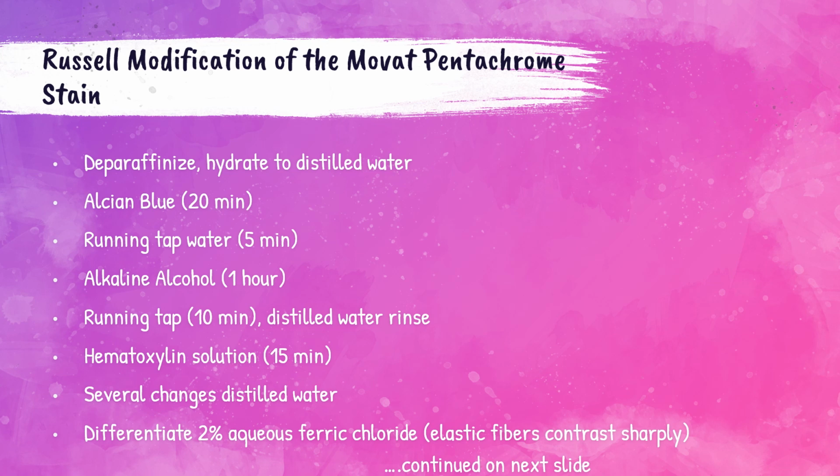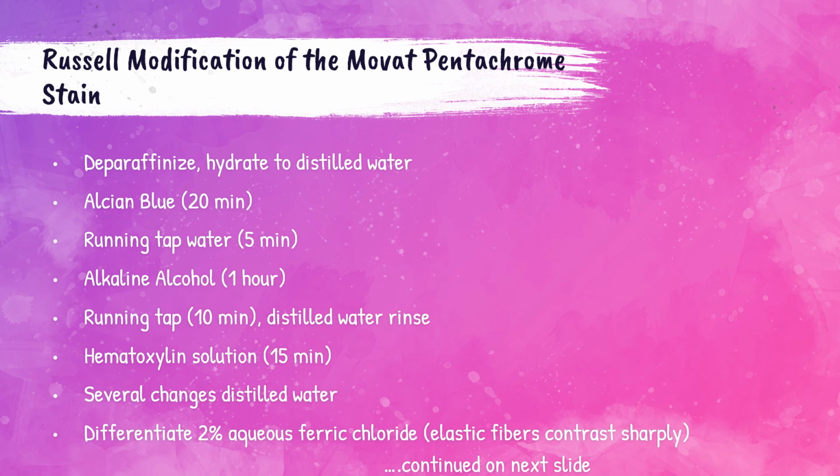So to perform the Russell modification of the Movat pentachrome stain, the tissue should be deparaffinized and hydrated to distilled water. It then should be stained with Alcian blue for 20 minutes and then washed in running tap water for 5 minutes. Tissue slides should then be put into alkaline alcohol for an hour and then washed in running tap water for 10 minutes, followed by a distilled water rinse.